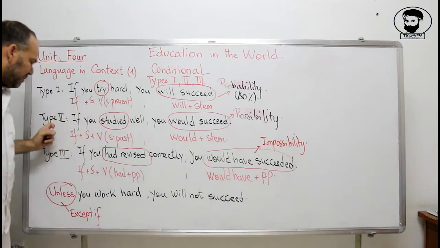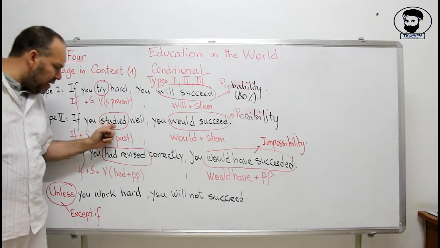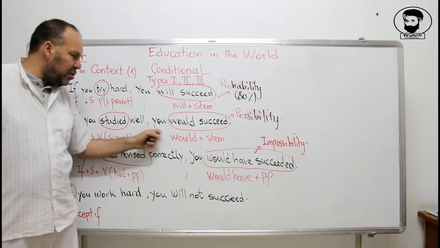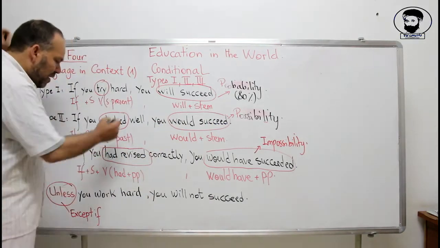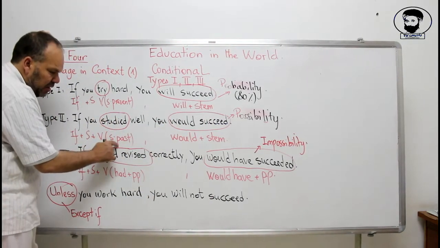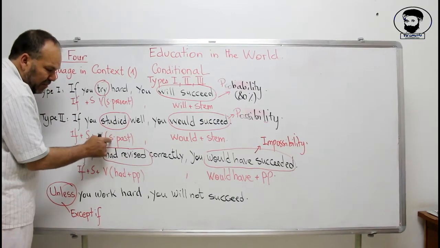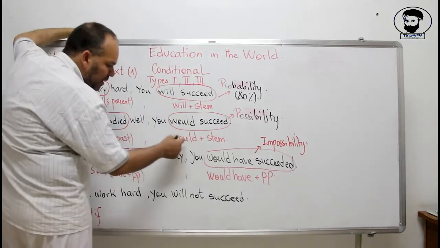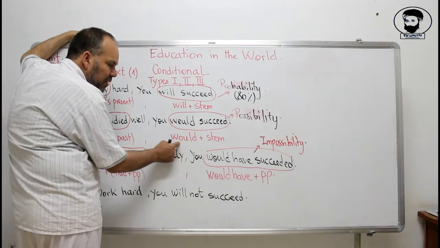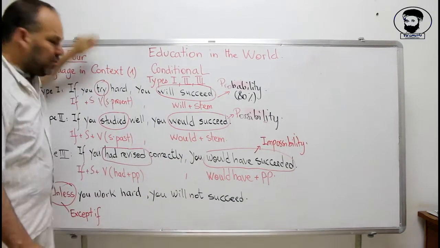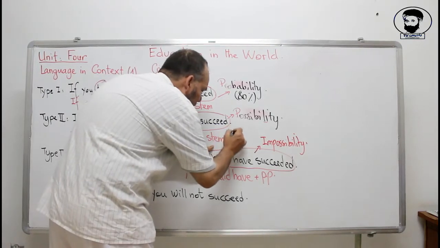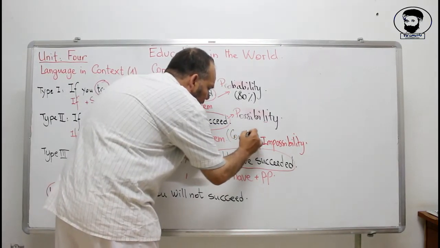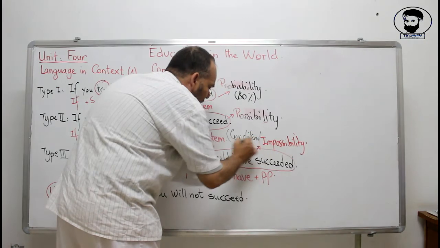Now, second type, type 2: if you studied well, you would succeed. In this form, the verb is in the simple past. And automatically, if the verb is in the simple past, it is correlated with would plus stem. And would plus stem in English is called the conditional present.